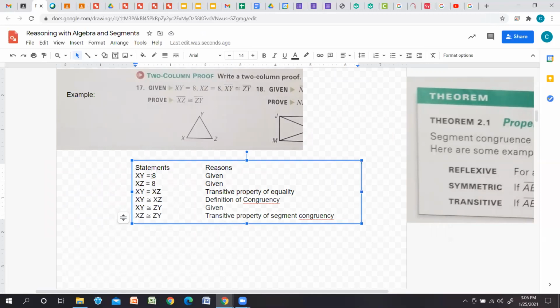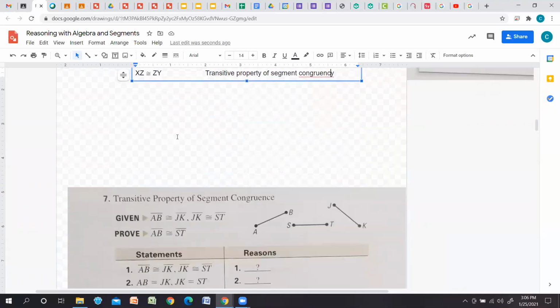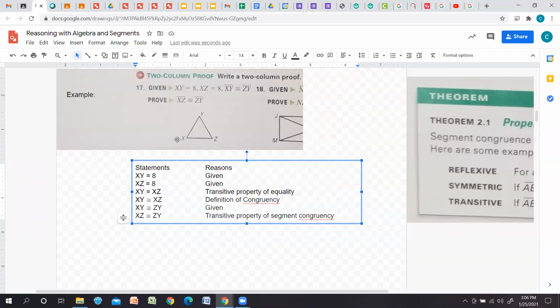Again, I noticed these two segments had the same measure, so they must be equal lengths, therefore they're congruent. Then I was told that these two are congruent. Since they're both congruent to XY, they must be congruent to each other. That's basically how we write a proof. In this assignment, you're not going to write your own proof. However, probably later on, there'll be at least a few where you have to write them. The main idea is being able to identify what properties are being used. We're just getting used to this idea of using properties, all right?